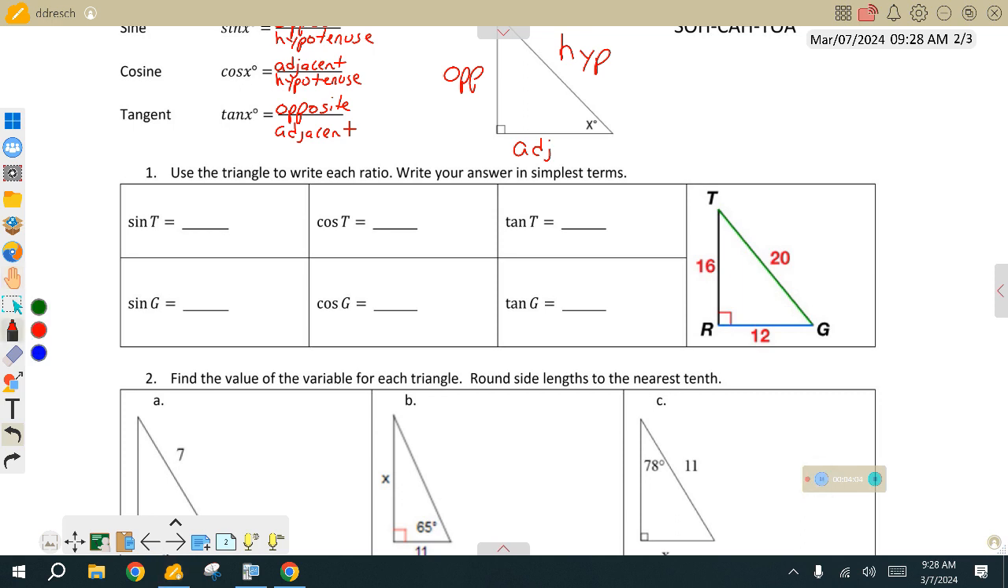16, 20, 12. What's my opposite side then? Thank you. What's my adjacent side then? And then the first one we should always really know is the hypotenuse, which is, once you know those things, writing up the ratio should be relatively quick. So what is my sine ratio then, somebody?